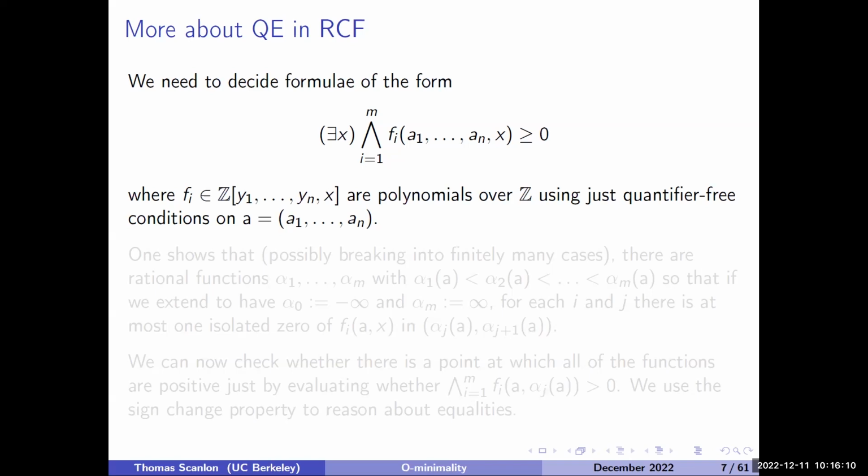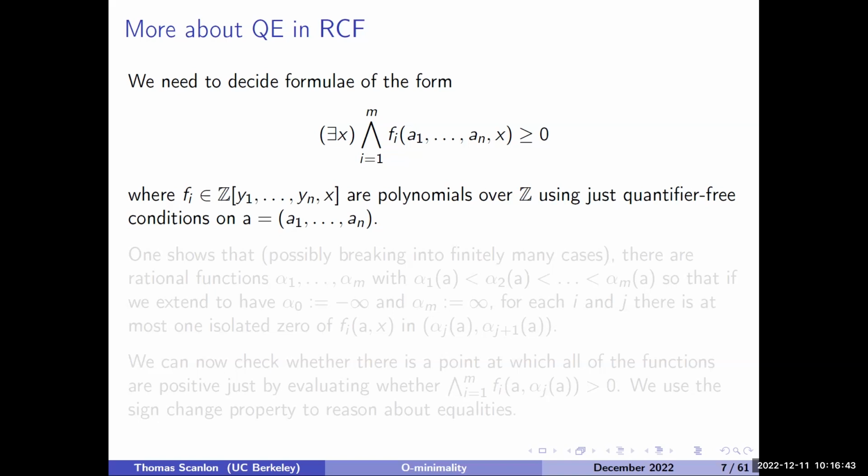So there might be a huge number of alternations of quantifiers in the formula we're interested in. You want to know whether you can determine that just by asking whether certain polynomials applied to these numbers, A1 to AN, are positive or negative. That is, whether there are quantifier-free conditions. Now, there's a general inductive procedure where you can check that if you can solve the problem where you eliminate one existential quantifier, then you can always solve it.